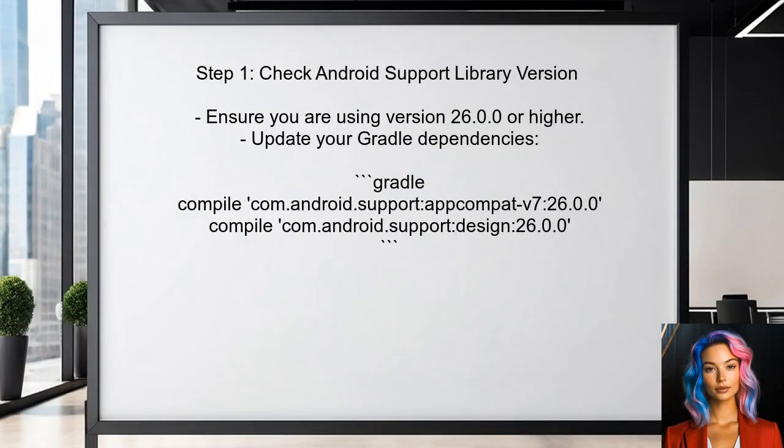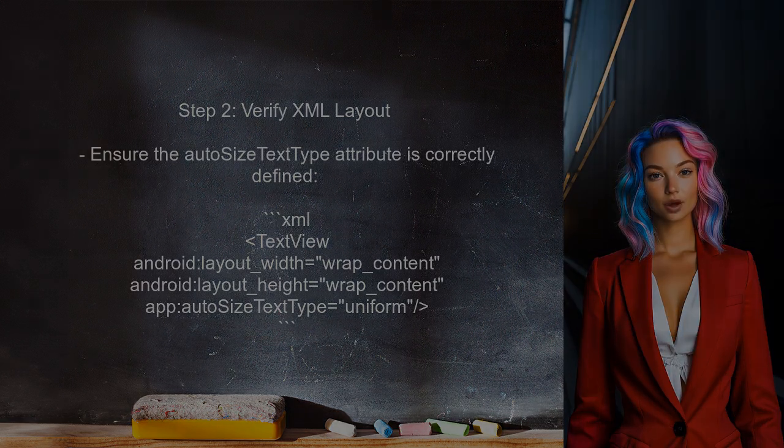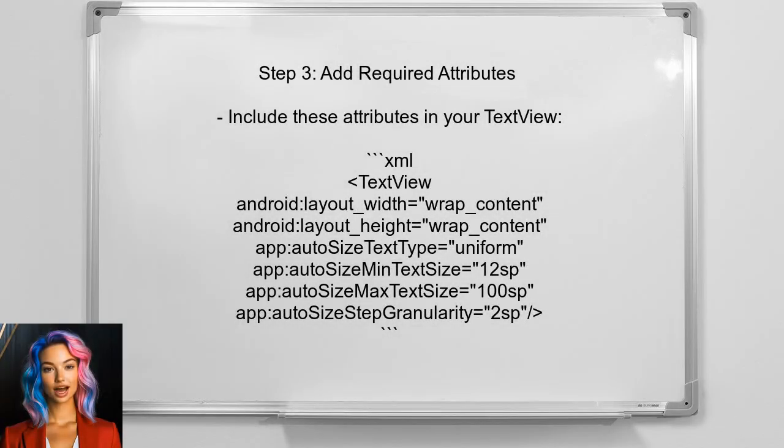To begin resolving the issue with the TextView autoSizeTextType, the user should first ensure that they are using the correct version of the Android support library. The auto-sizing feature requires at least version 26.0 or higher. Next, the user should verify that the autoSizeTextType attribute is correctly defined in the XML layout file. It should be placed within the TextView element, as shown in the example. Additionally, the user should include the necessary attributes for auto-sizing to function properly. This includes setting the auto-size min text size, auto-size max text size, and auto-size step granularity attributes.